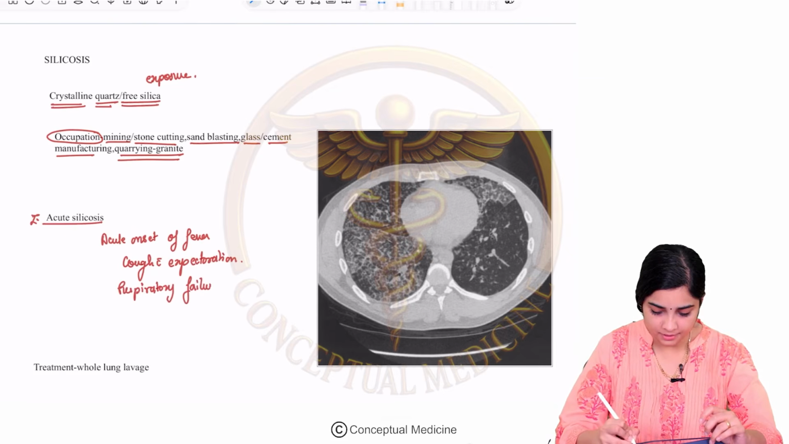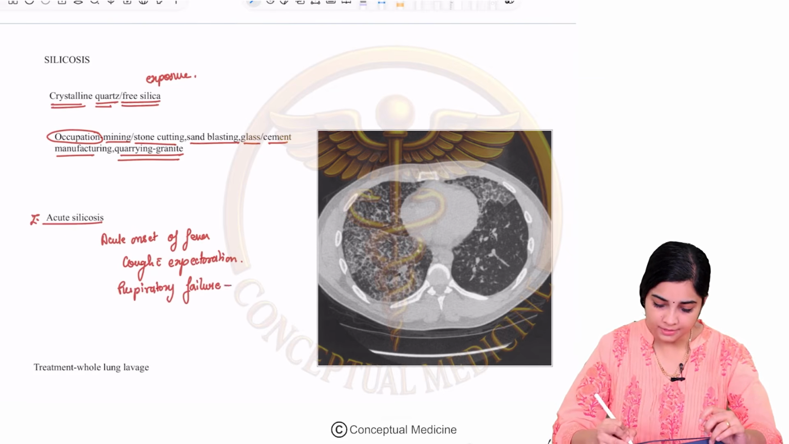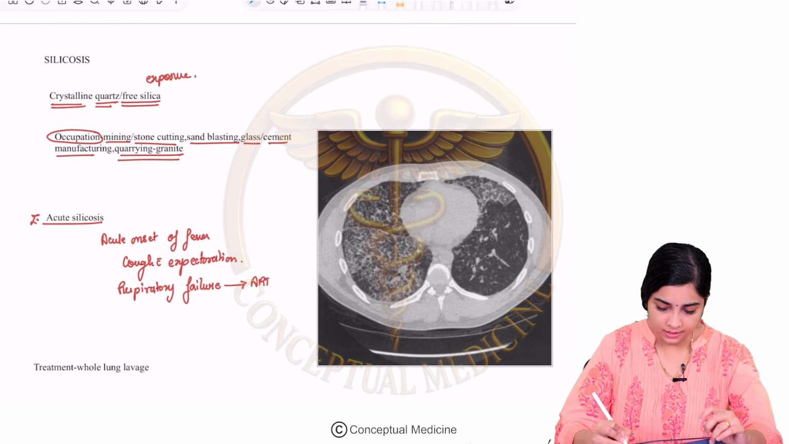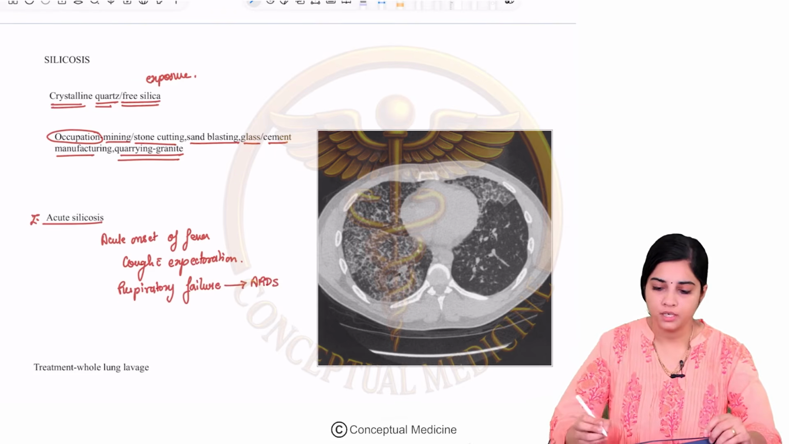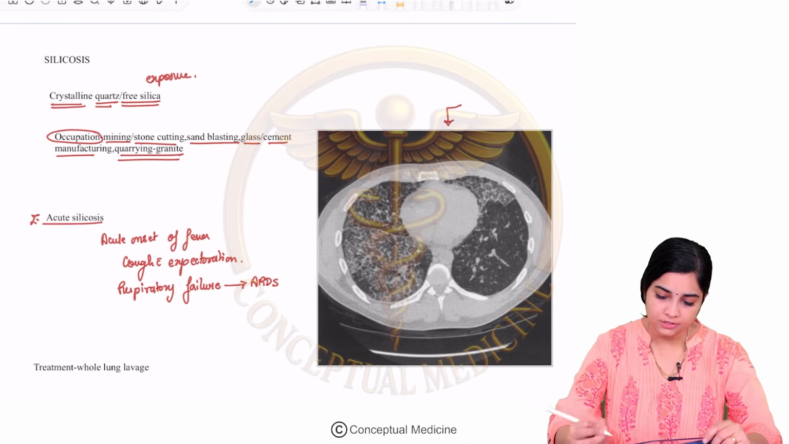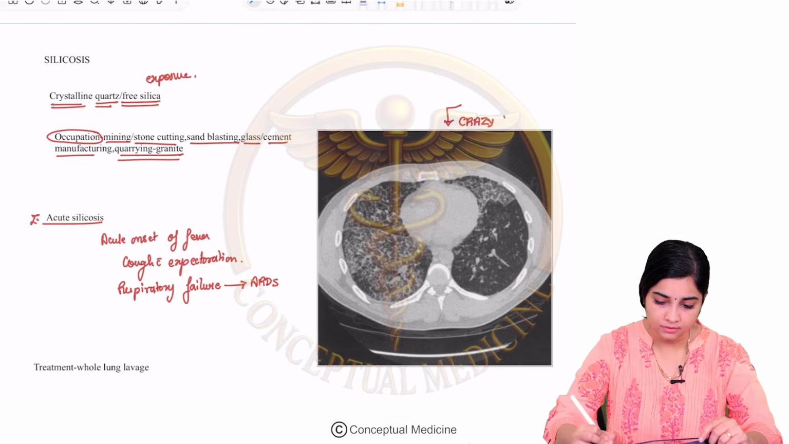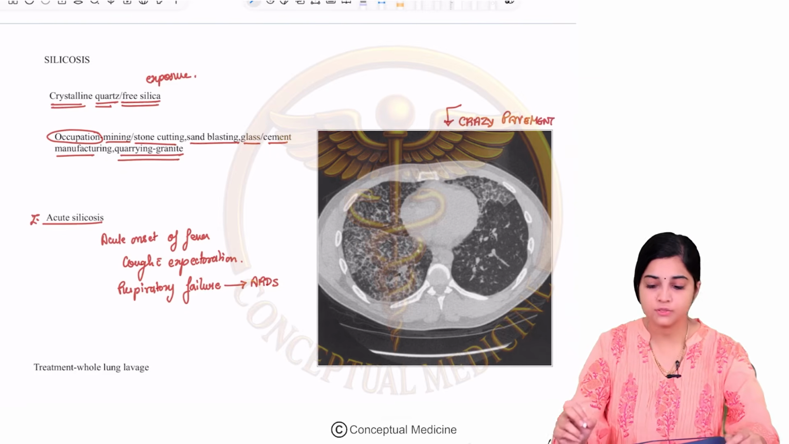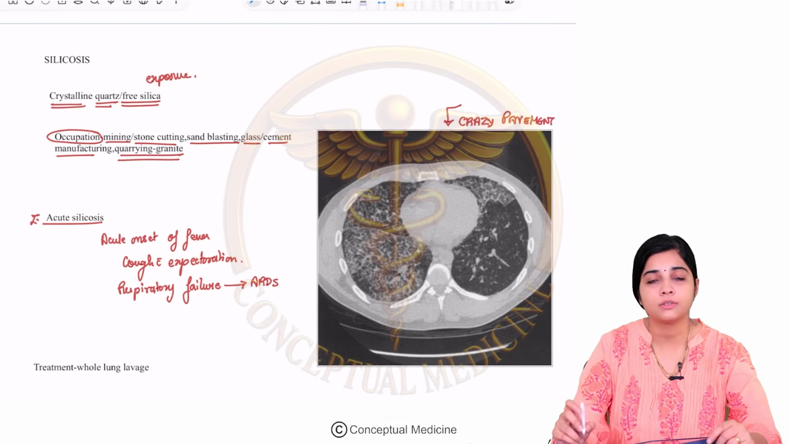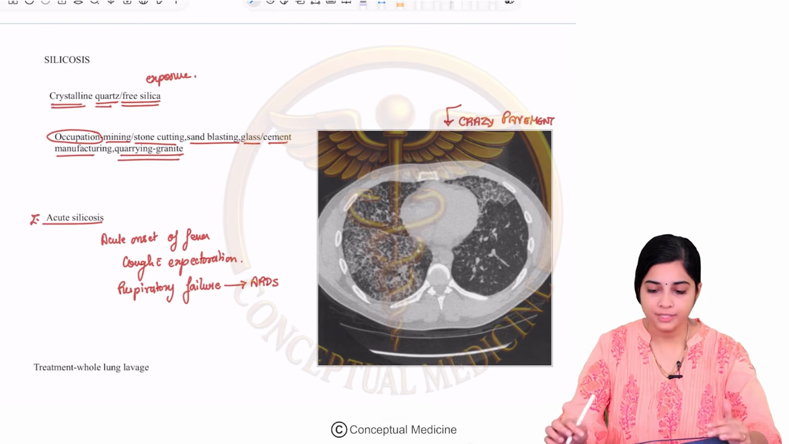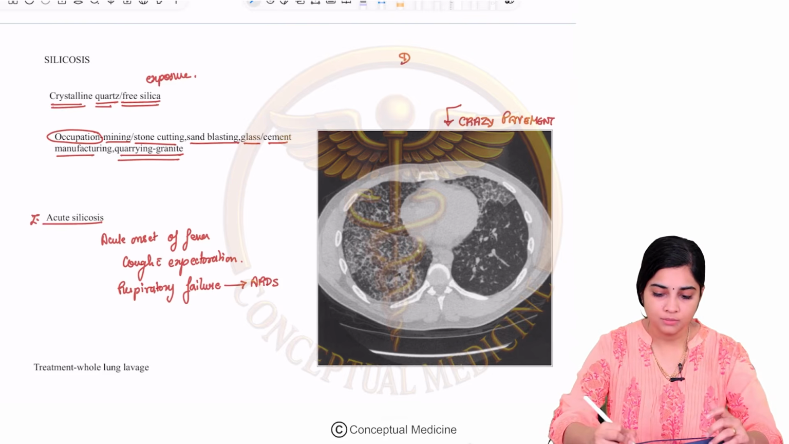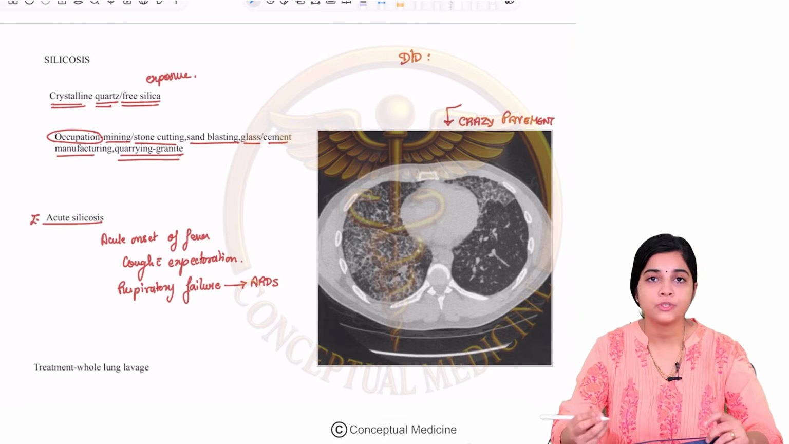Fever, cough with expectoration, and respiratory failure resulting in an ARDS kind of picture. The characteristic CT finding in acute silicosis is what we call the crazy pavement pattern. So the characteristic feature of acute silicosis is this crazy pavement appearance, and it is most commonly confused with which condition?